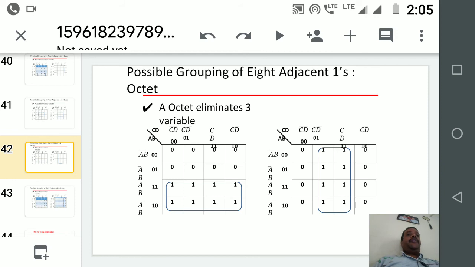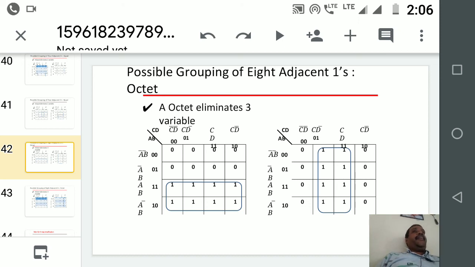This is the example for octet. Octet is nothing but here you make groups of 8, whether it is ones or zeros. When you make the group of ones, then it is for the SOP form. When you make the groups of zeros, then it is for the POS form. And the most important point as concerned to the octet: when you make the octet, at that time 3 variables are eliminated.